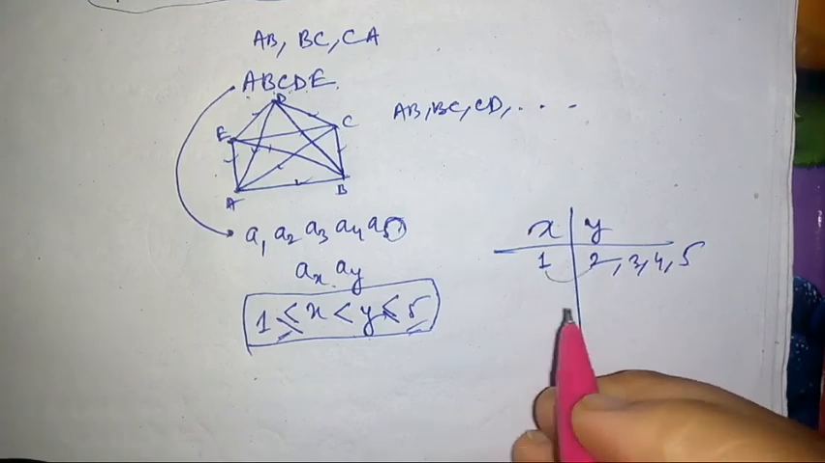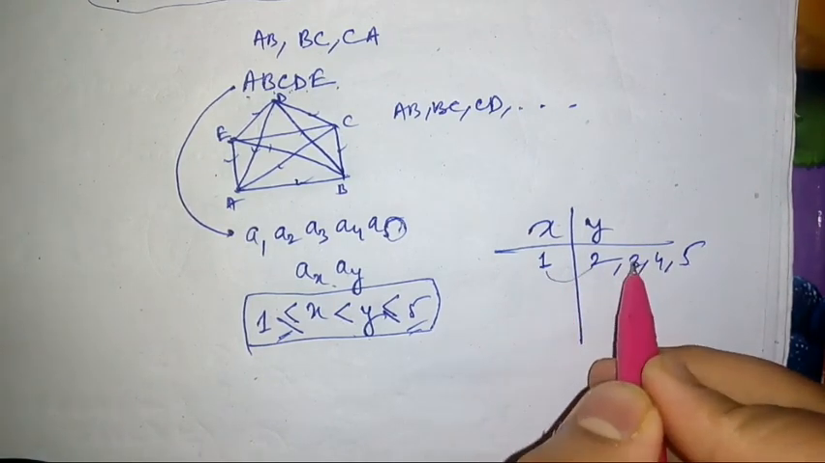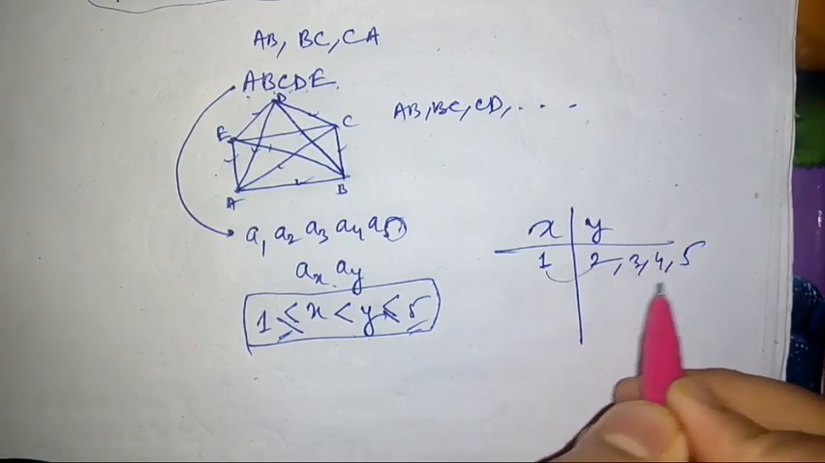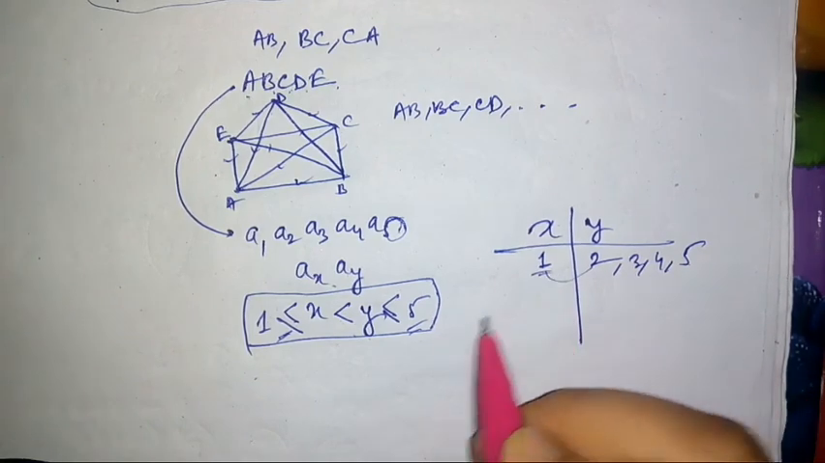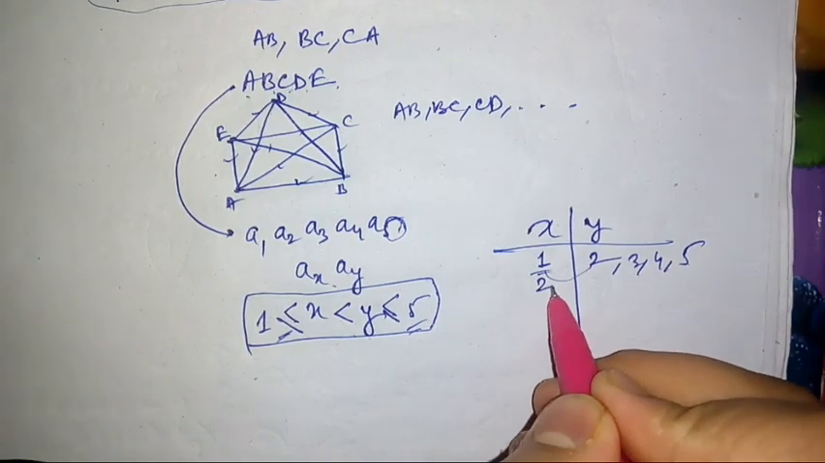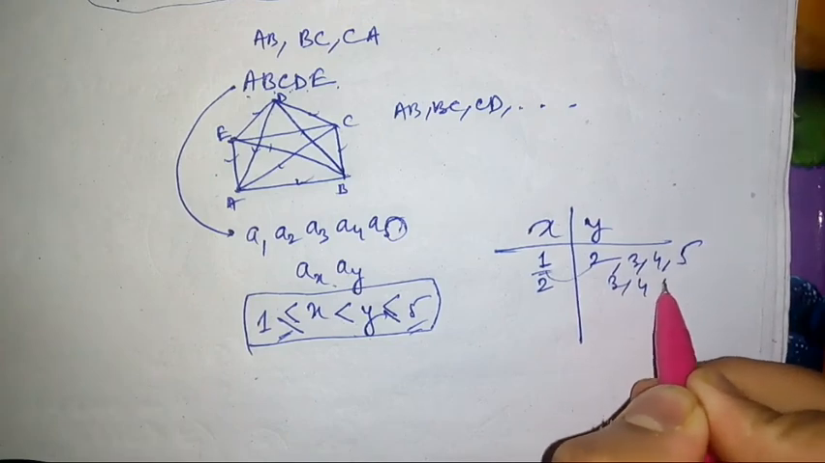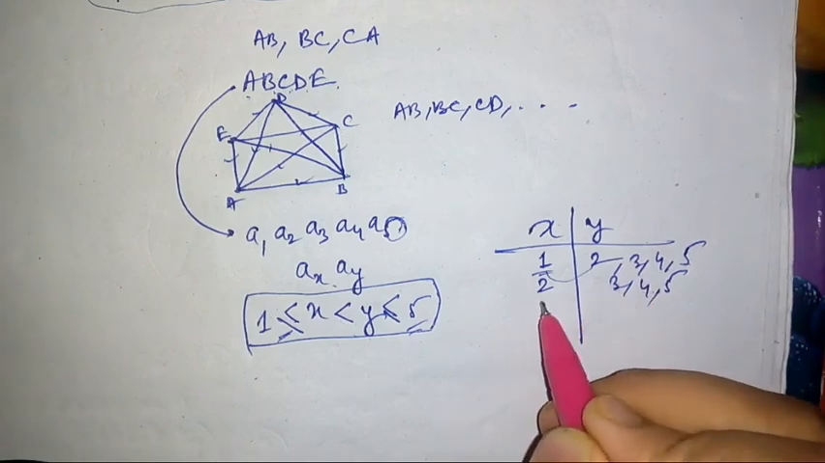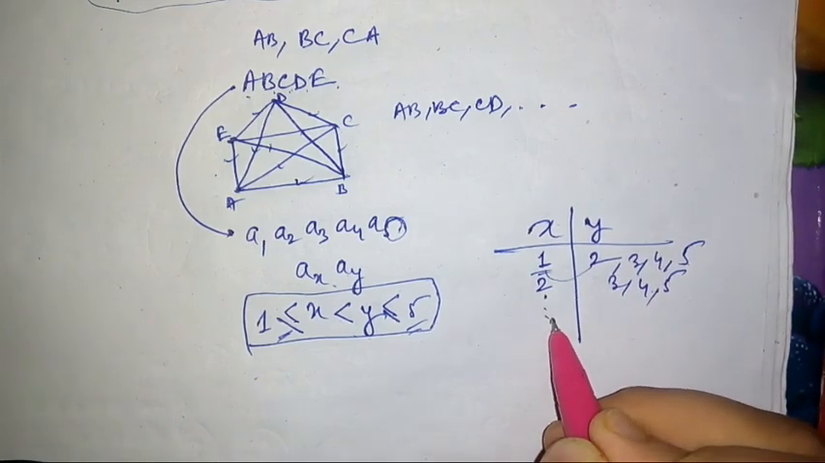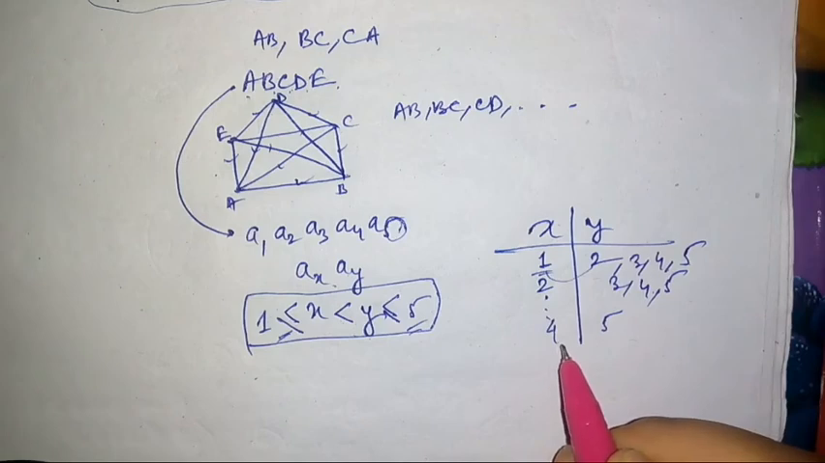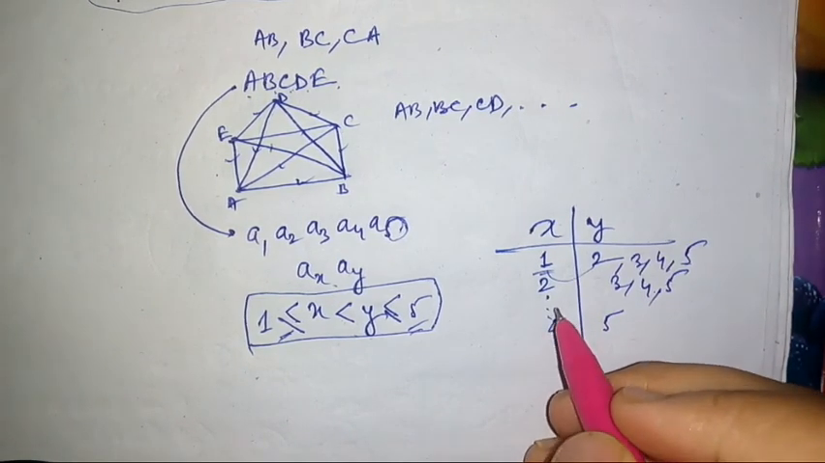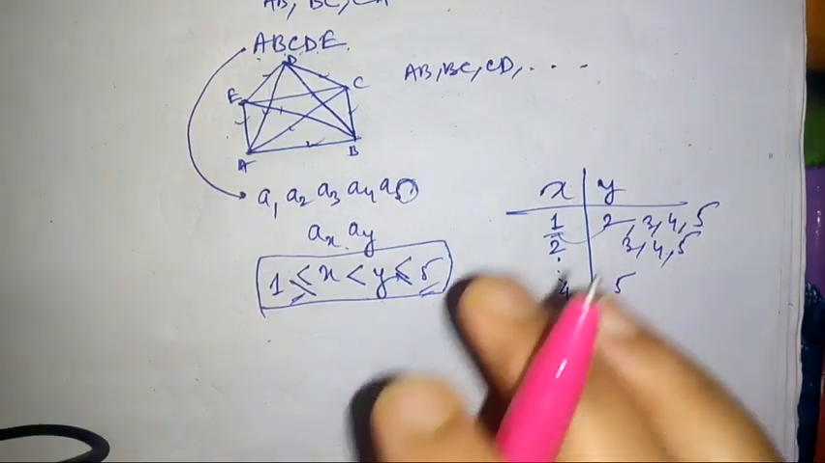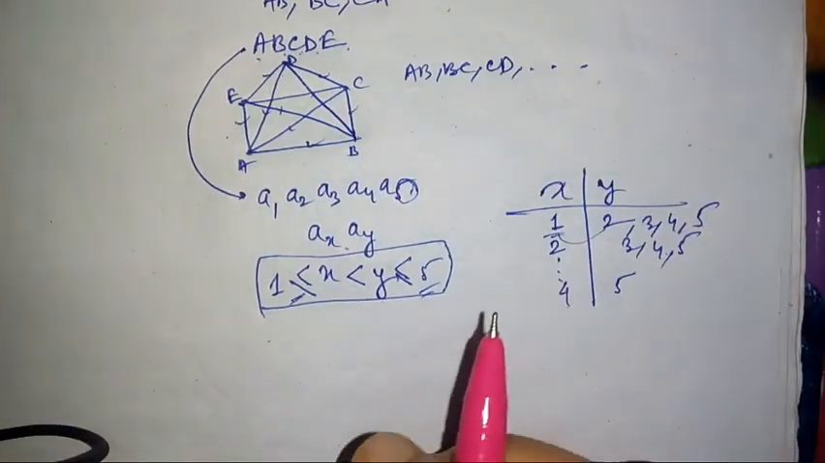So we will get 1, 2 or A1, A2; 1, 3 or A1, A3; 1, 4 or A1, A4; 1, 5 or A1, A5. So this went with 1. And if we take 2, then we will get here 3, 4 and 5, so A2, A3, A2, A4, A2, A5. Similarly, if we choose 4, then it should be 5, so A4, A5. If we continue like this, we will get our required answer. So like this we can solve combinations.